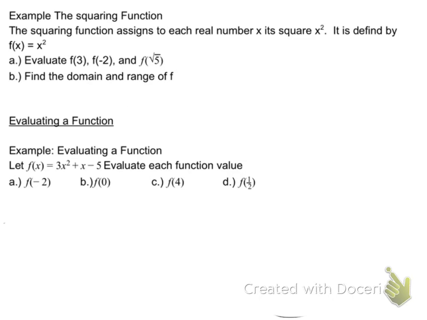So the first example they want to bring up is the squaring function that basically assigns each real number x its square, x squared. Definition, f of x equals x squared. We've seen this many, many, many times before. We know how to handle that. Basically, though, I want you to evaluate the function for f of 3, f of negative 2, and f of the square root of 5.